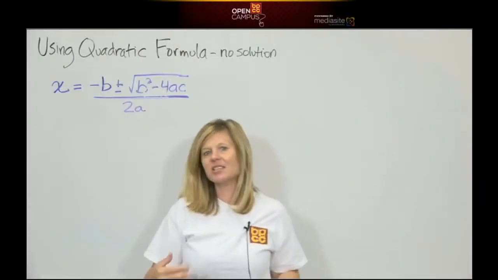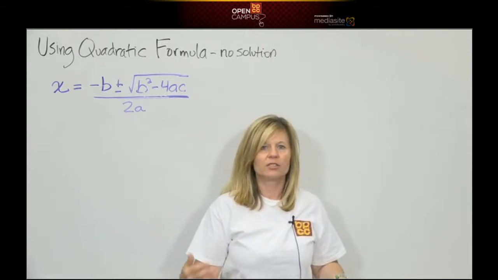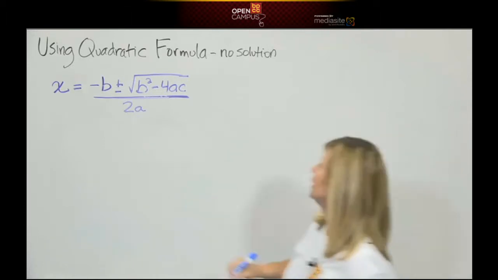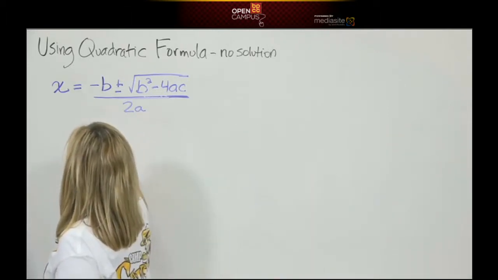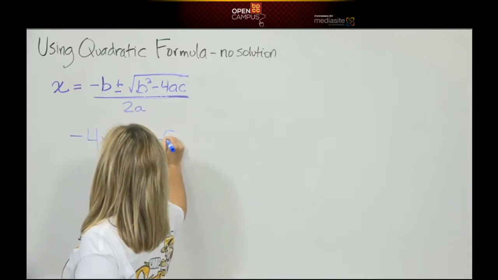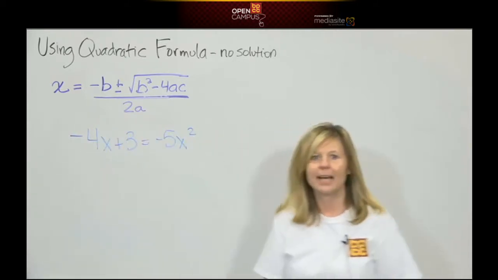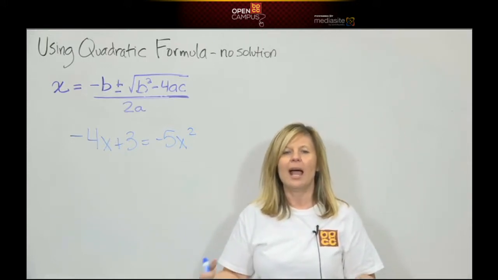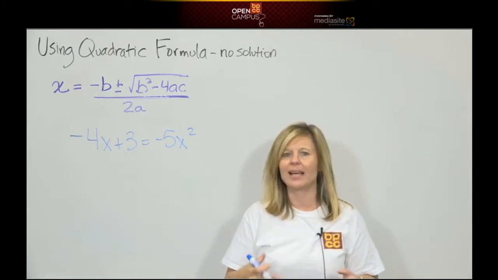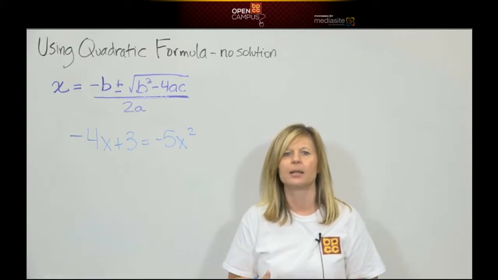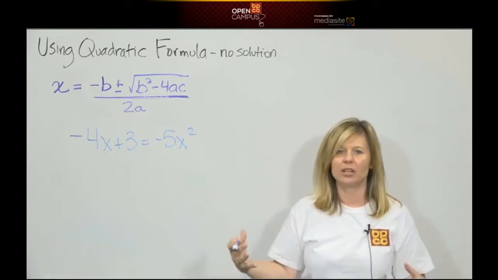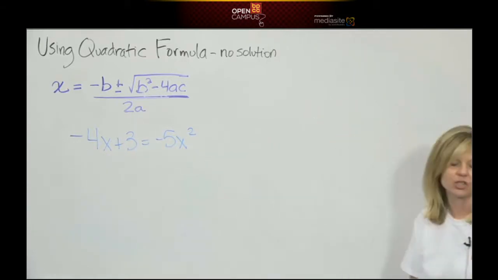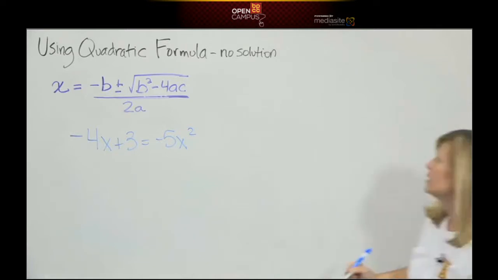Okay, this is the last time we're going to use the quadratic formula to solve a quadratic equation. So our quadratic equation is negative 4x plus 3 equals negative 5x squared. The problem with this equation is it's not set equal to 0, and it's not written in descending order, so I can't tell the values of a, b, and c yet. The quickest way to get this equation in the correct form is to move the negative 5x squared over here by addition. All right? So let's do that.